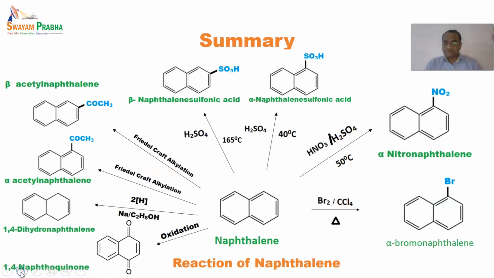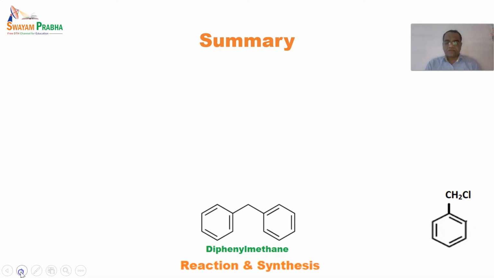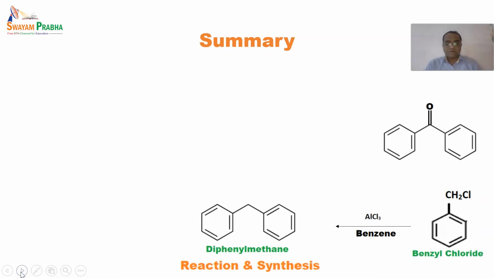And lastly we have seen oxidation. So carbon number first and carbon number fourth have been oxidized. After that we have seen the reactions of diphenylmethane. It is nothing but a Friedel-Crafts type of reaction, that is benzyl chloride reacting with benzene in the presence of a Lewis acid. After that, reduction of benzophenone by zinc amalgam.